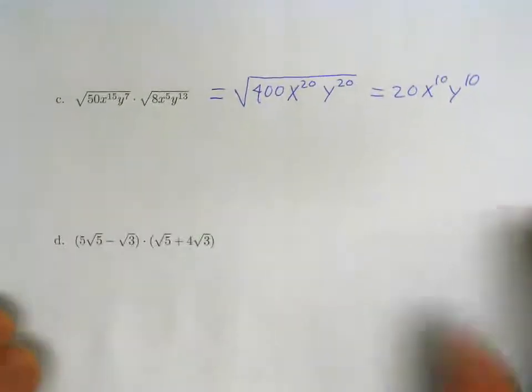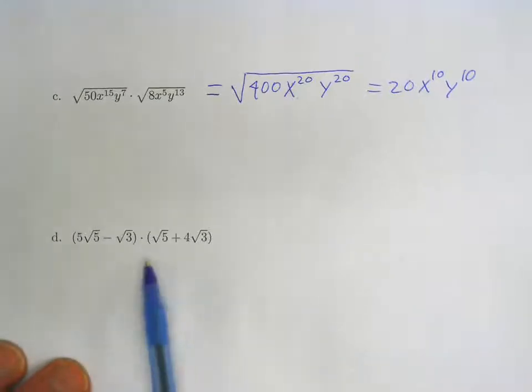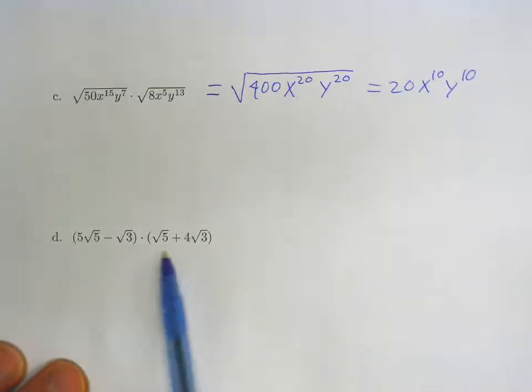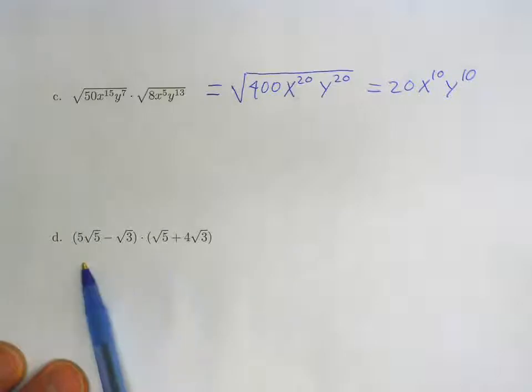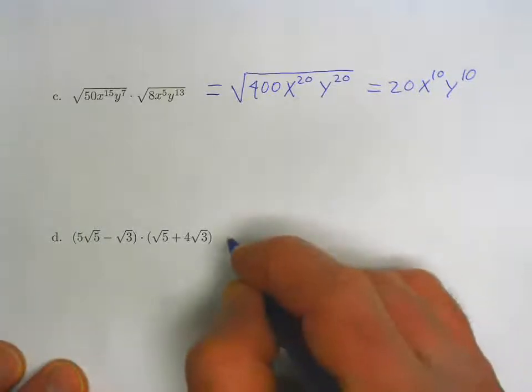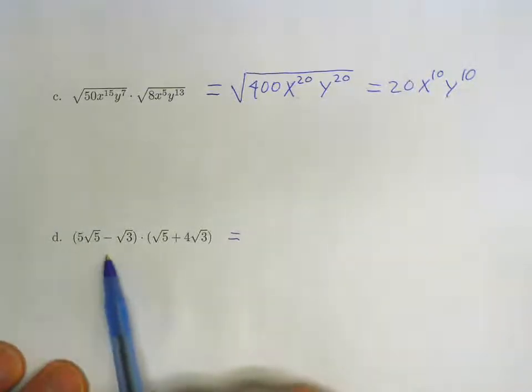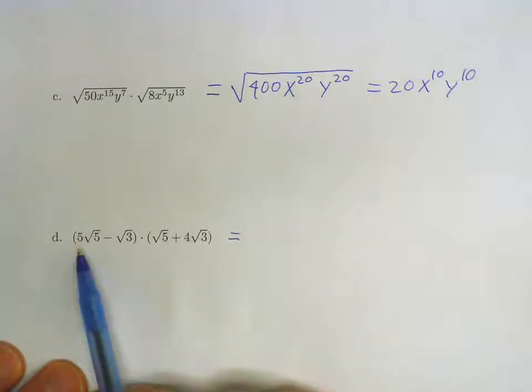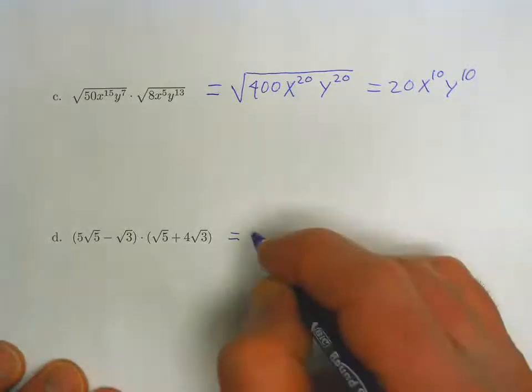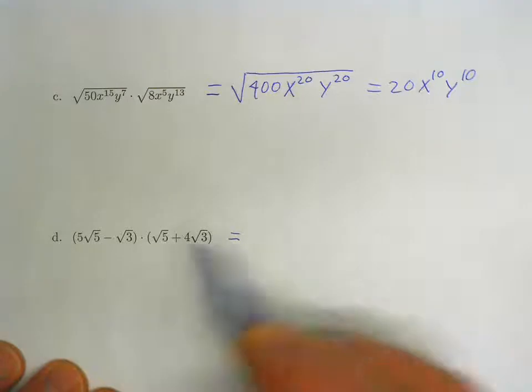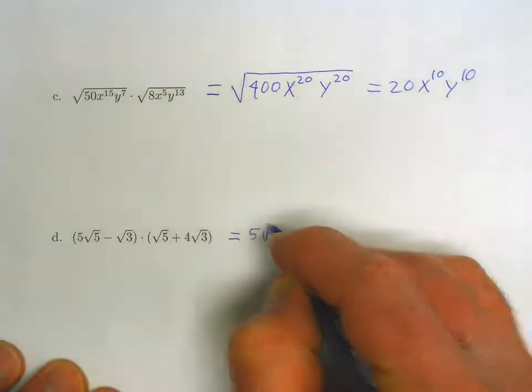Okay, in the next example, we're multiplying two expressions involving radicals. So we multiply these like we would just multiply binomials. So we have 5 times the square root of 5 times the square root of 5. This is 5 times the square root of 25.